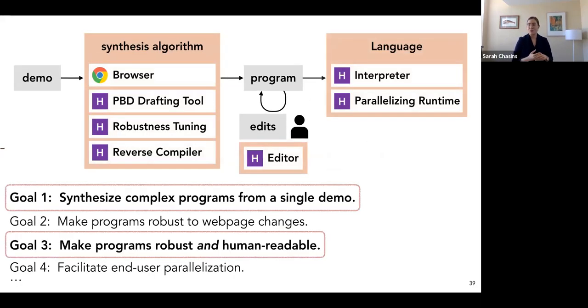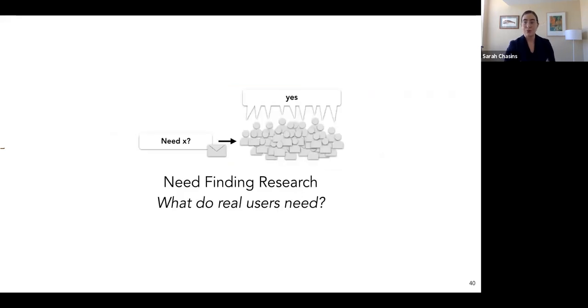The Helena project was a long-running project with a lot of different sub-goals, and it ran for a while. We're just going to focus for a moment on two of the key ones that are about usability. Specifically, how do we synthesize complex programs from a single demonstration, and how do we make sure that they're human readable? So we did some needfinding research.